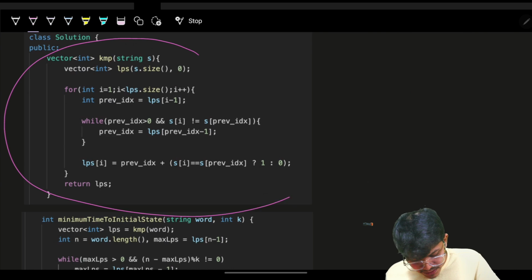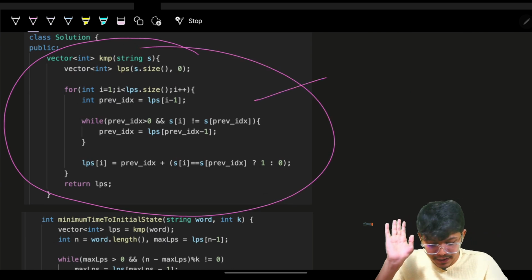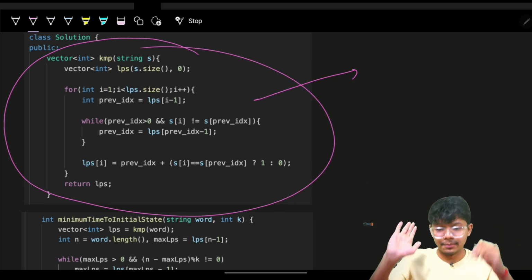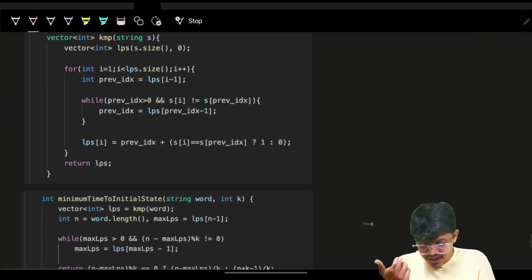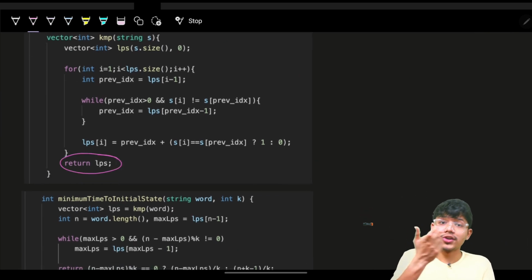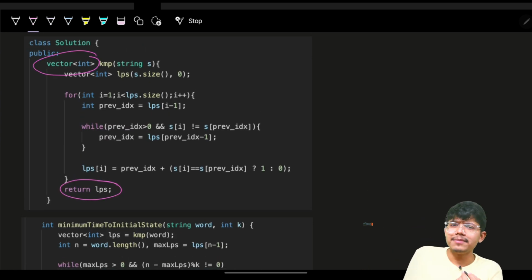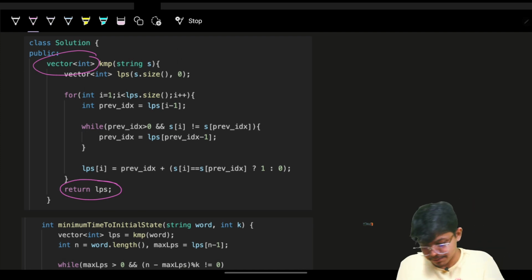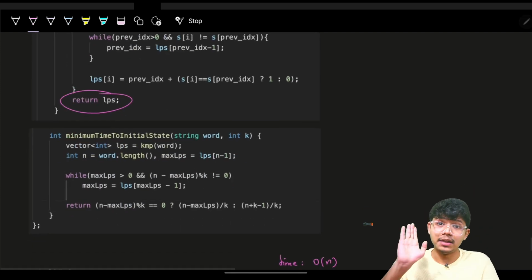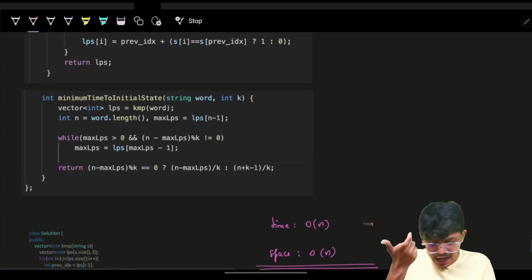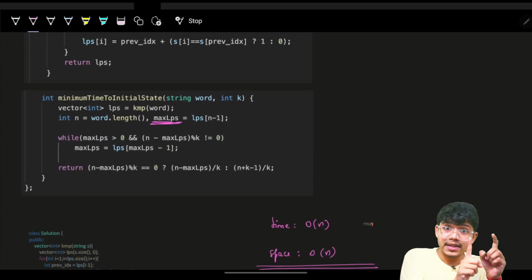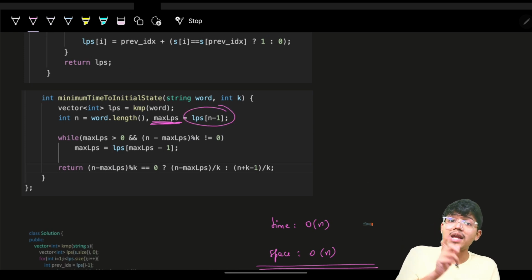Now I will use my KMP template, the exact same template I have showed you, and I always use the same template. Now I just change it. Here I will simply return my entire LPS array which I have built, or sometimes if I just need the length, I simply return the length, which is the last character. But here I simply have the entire LPS array. Now I'll simply have the same max LPS. Max LPS is the maximum suffix which is matching my prefix. It is LPS of n-1.